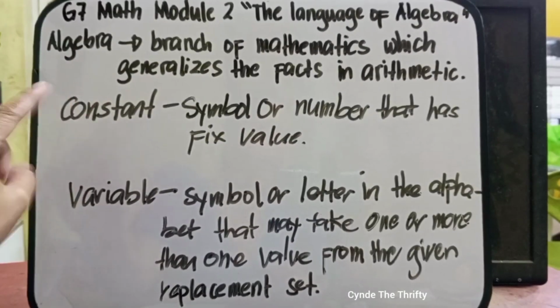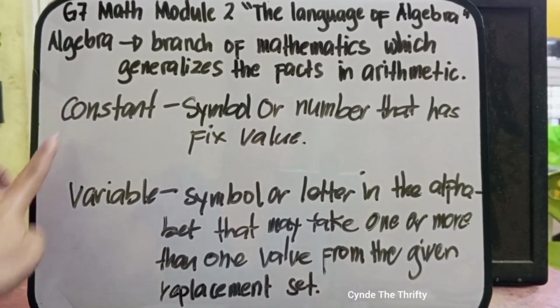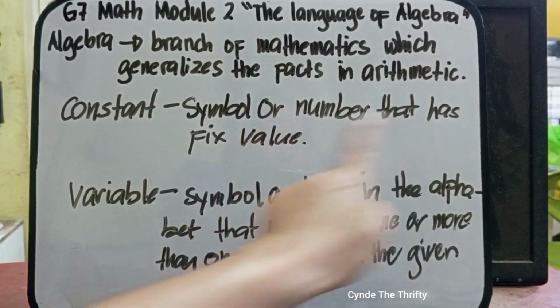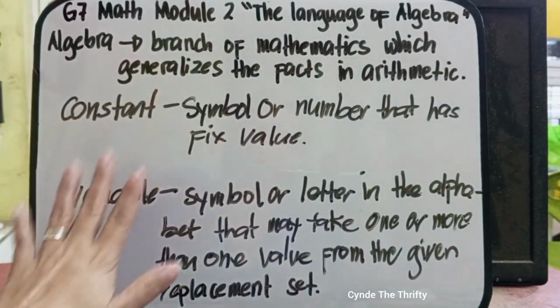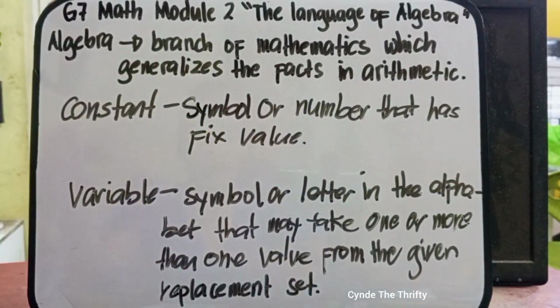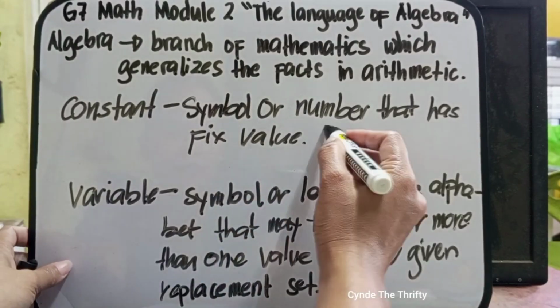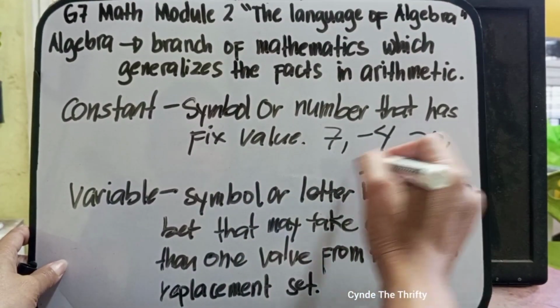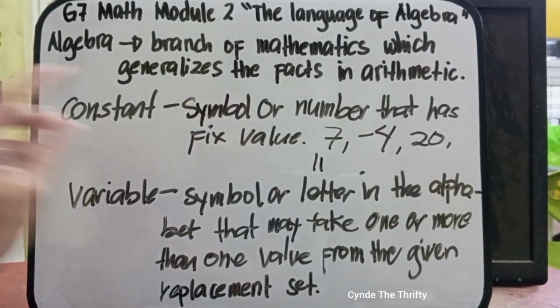Sa algebra, meron tayong constant at variable. So, ano yung constant? Constant is a symbol or number that has fixed value. So, siya yung mga symbol or number na meron siyang fixed value. For example, 7, -4, 20, 11. So, yan ang tinatawag nating constant.